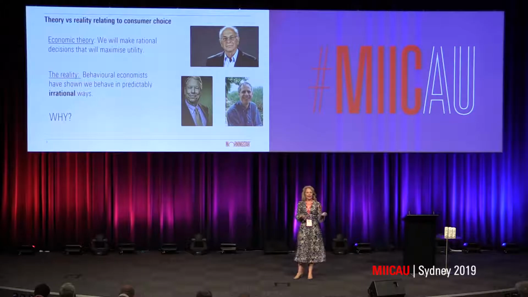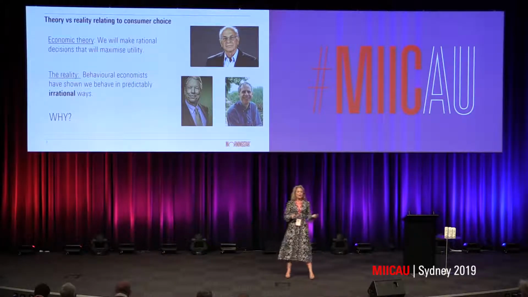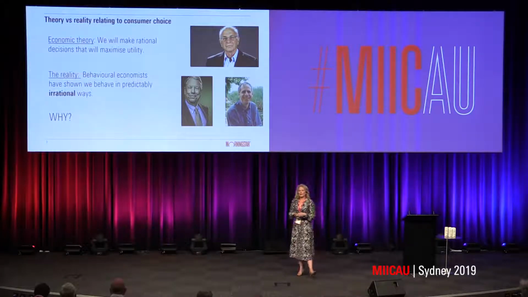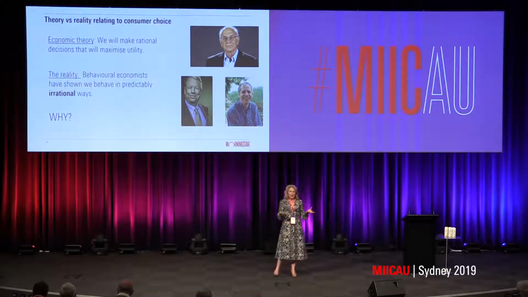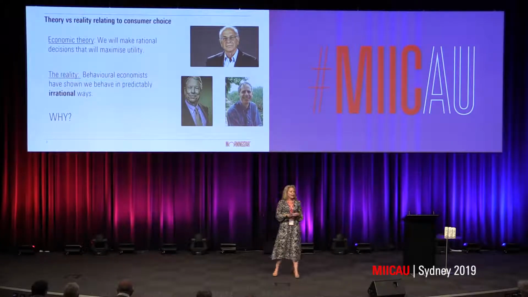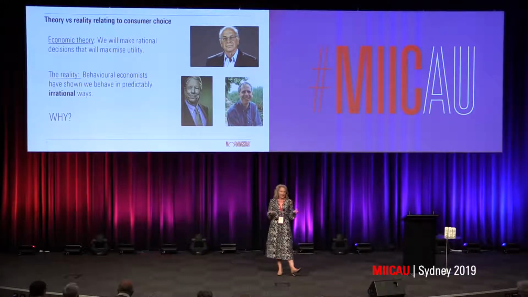The economic theory. This is the standard economic theory that's been around for centuries, and that is that as humans, we will make rational decisions that will maximise our utility. So what does that mean? We're going to make decisions that are going to maximise our wealth if we're investors or maximise our happiness. But what the behavioural economists found is this was too simplistic. There are many different nuances, and actually, in reality, we behave not rationally, but often in predictably irrational ways.